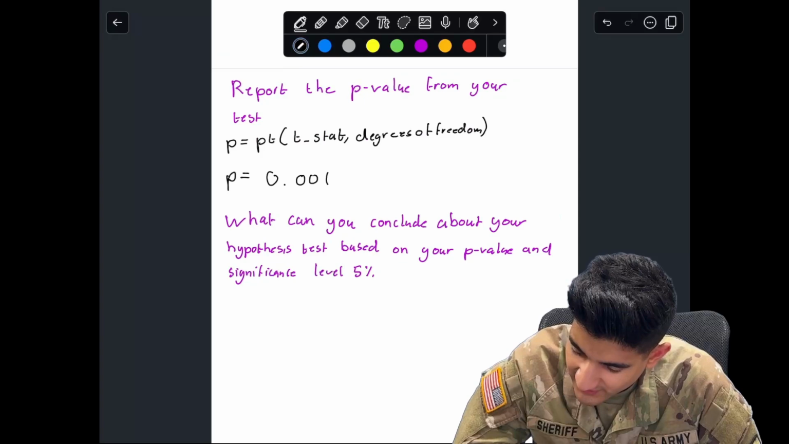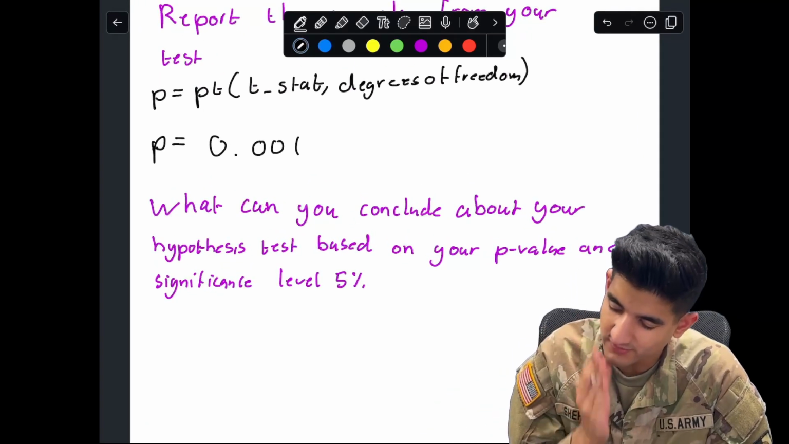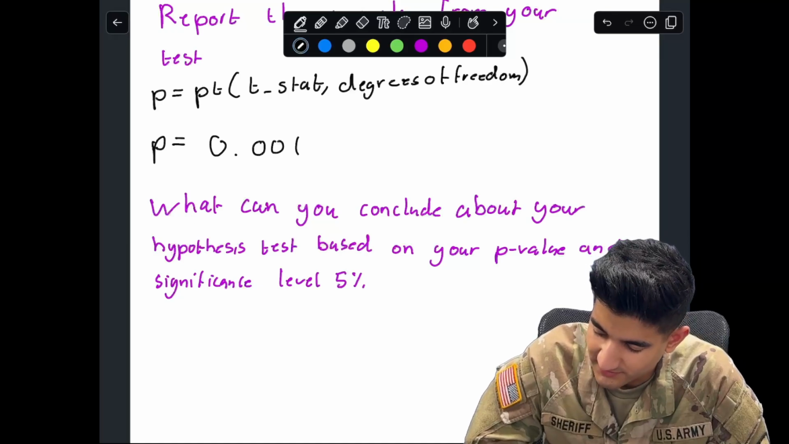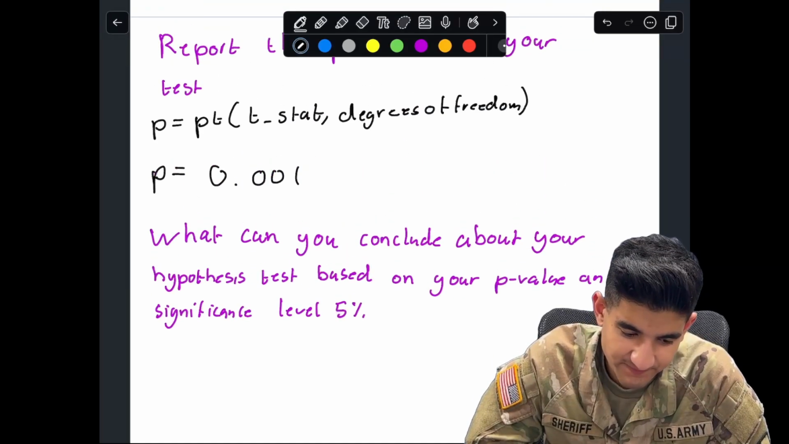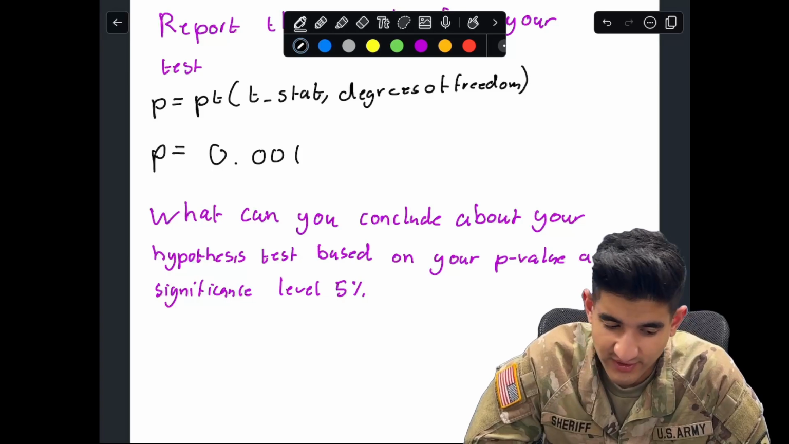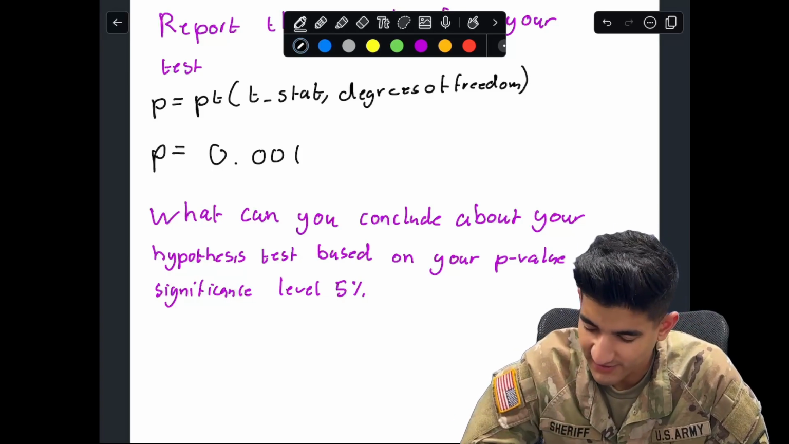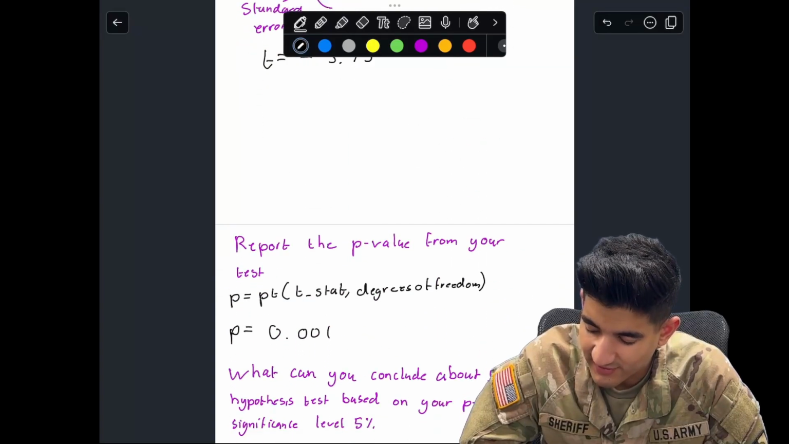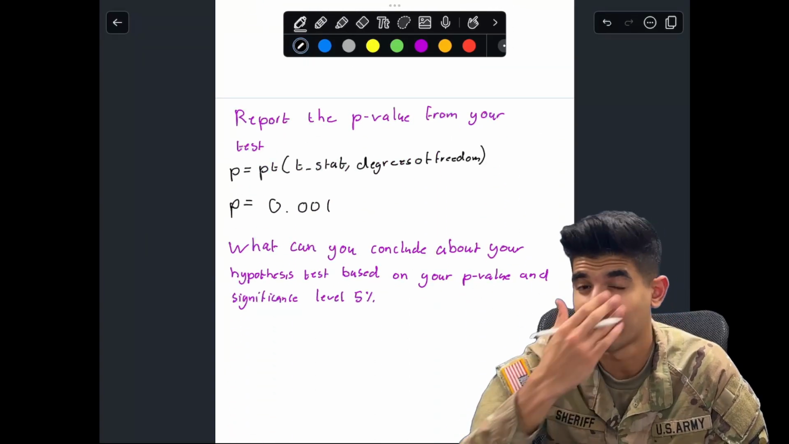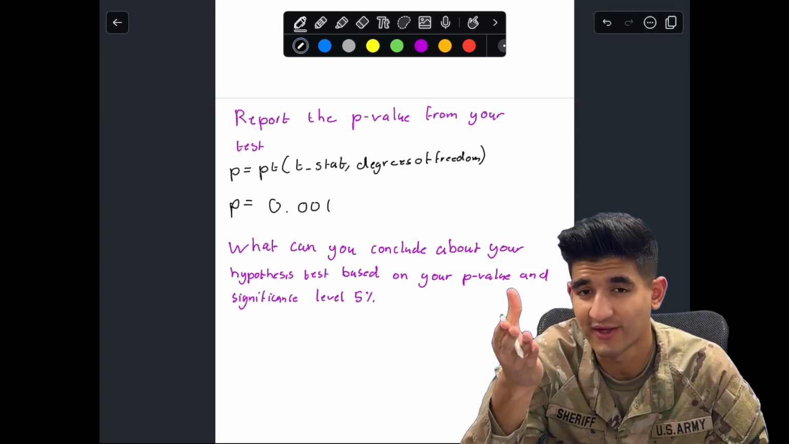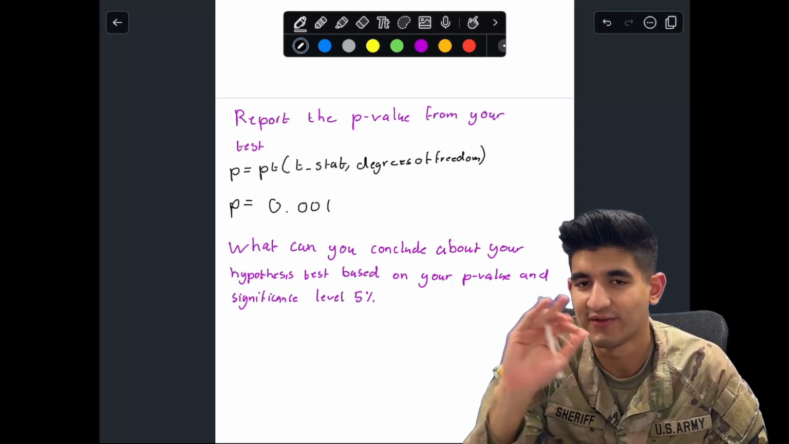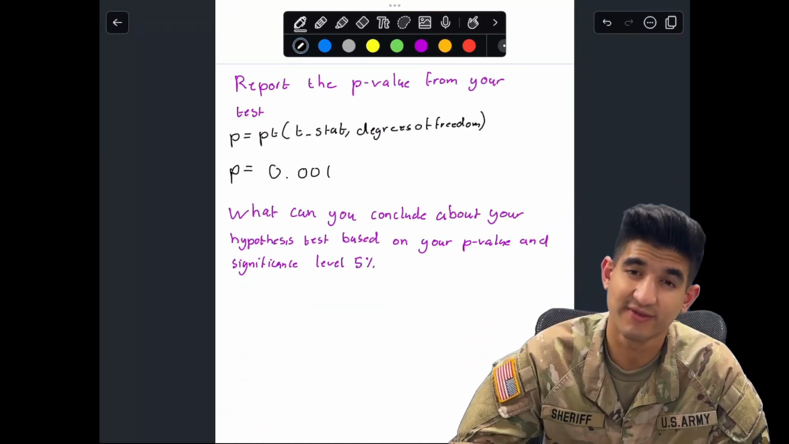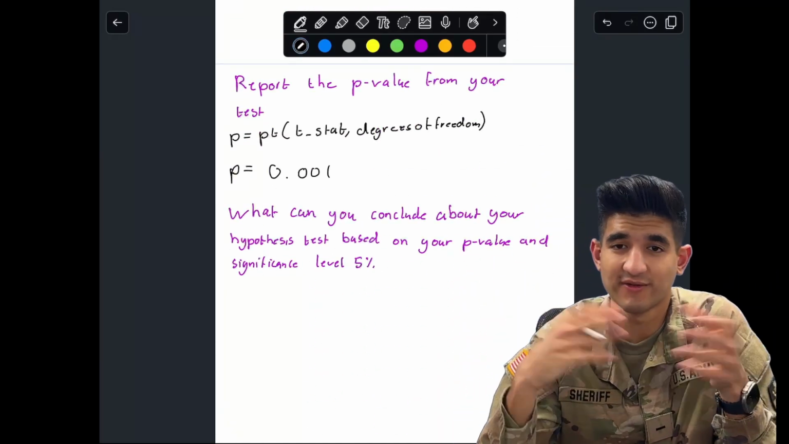All right, so we have that ready. Now, what can you conclude about your hypothesis test based on the p-value, at a significance level of 5%? We are going to say that our null hypothesis is unlikely, because it seems our data could not have occurred by random chance. It couldn't be that 75% just happened to give us a 71.2. This is likely due to some factor affecting the students. That's what we can kind of assume.